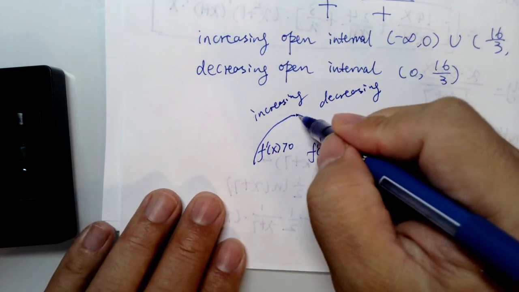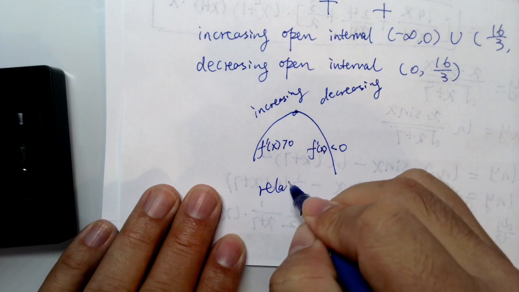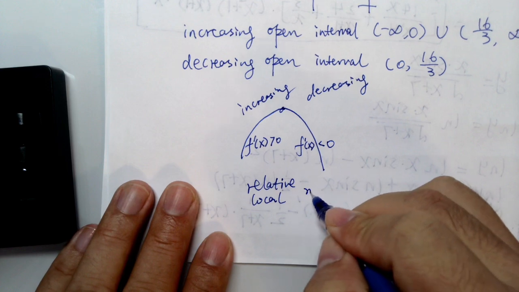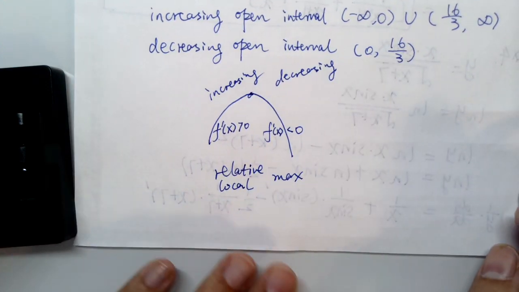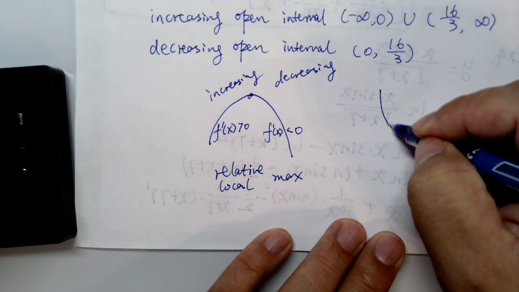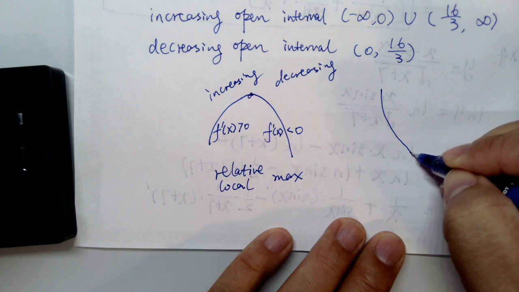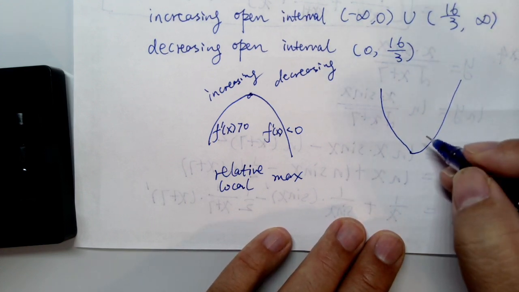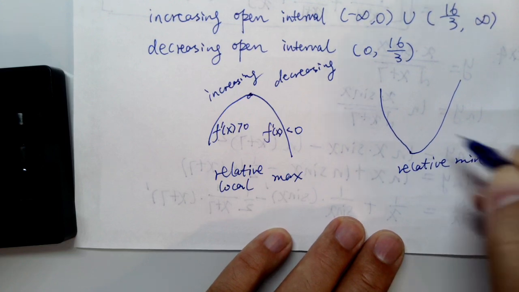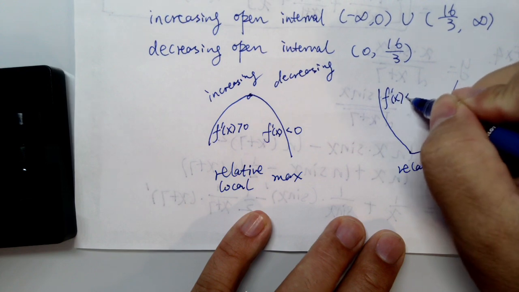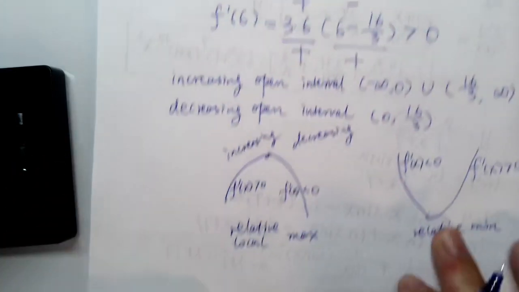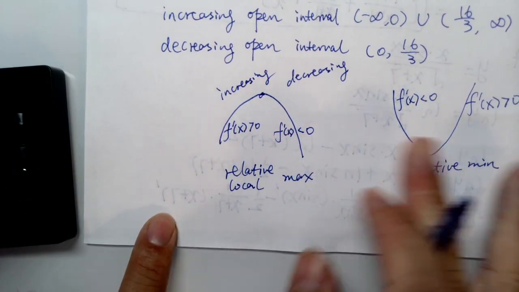If that's the case, at this point you're going to have a relative, or local, maximum. While for the other case, if you have decreasing on one side at first and then increasing, you're going to have a relative minimum. So if it's decreasing first on the left-hand side, it's less than 0, and on the right-hand side it's greater than 0. This is what we call the first derivative test.